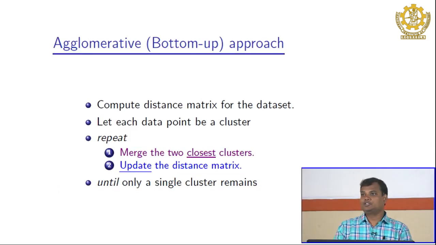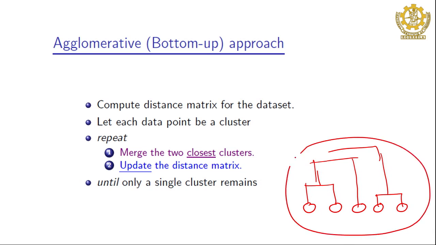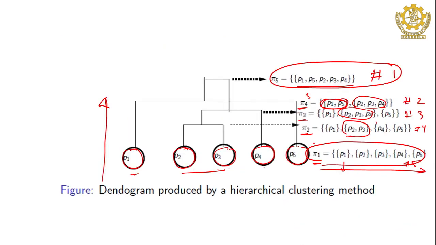So, this is something called bottom up, because each individual point was in a cluster and then we merge the two closest clusters, and then maybe we can merge these two closest clusters first, and then this one, and then you merge it here and so on. This tree-like structure is called the dendrogram, as we have seen earlier. This is the output of the hierarchical clustering approach.